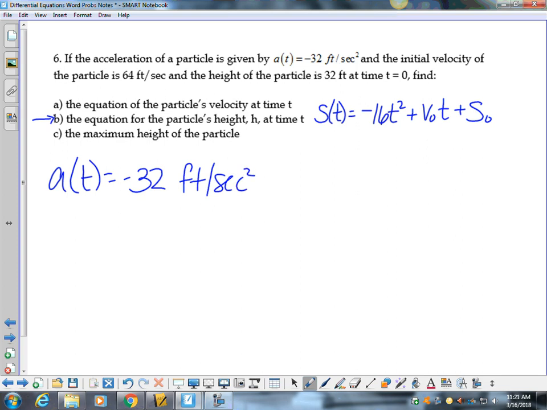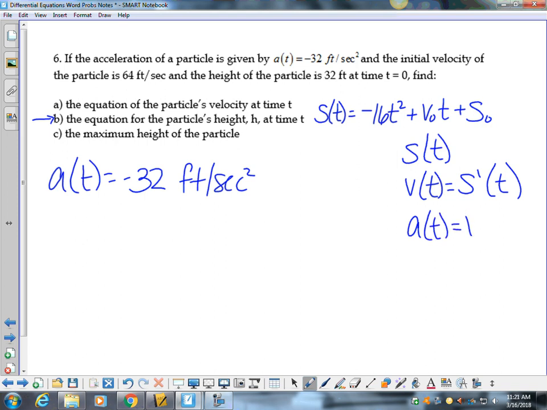How are all these formulas related? You have position, and then velocity is what, in relation to position? Yes, the derivative of position. And then acceleration is the derivative of velocity, or the second derivative of position.